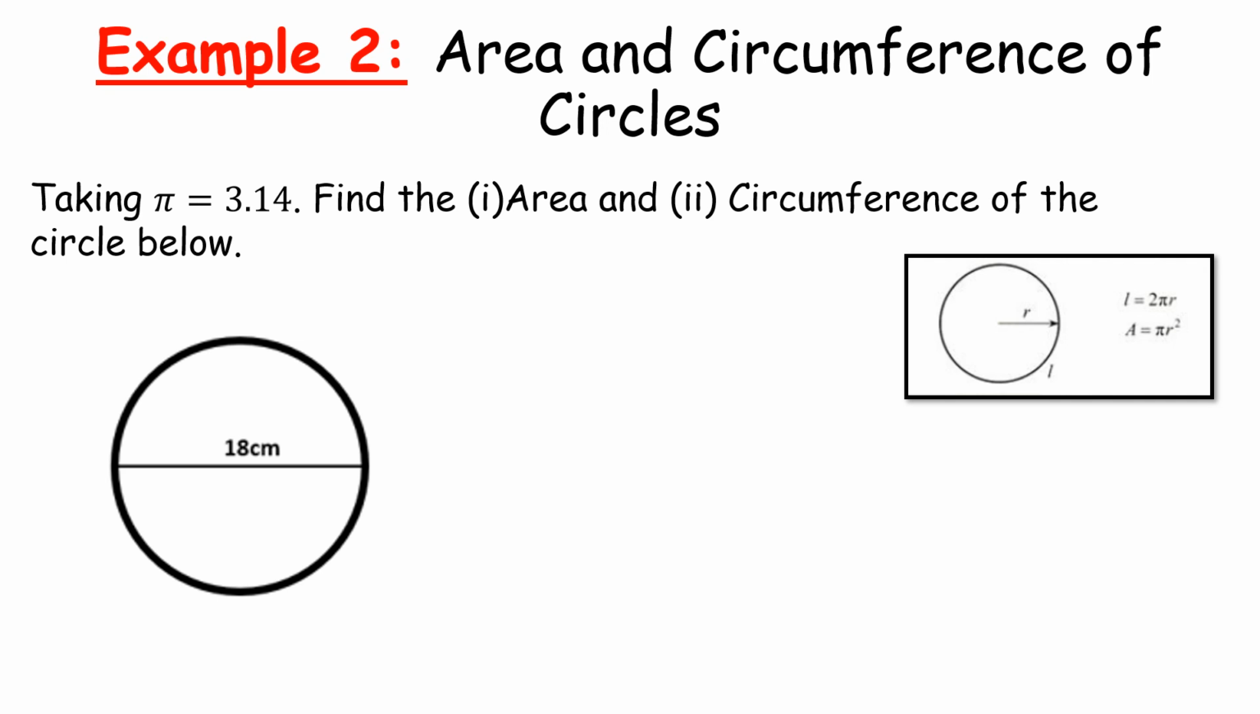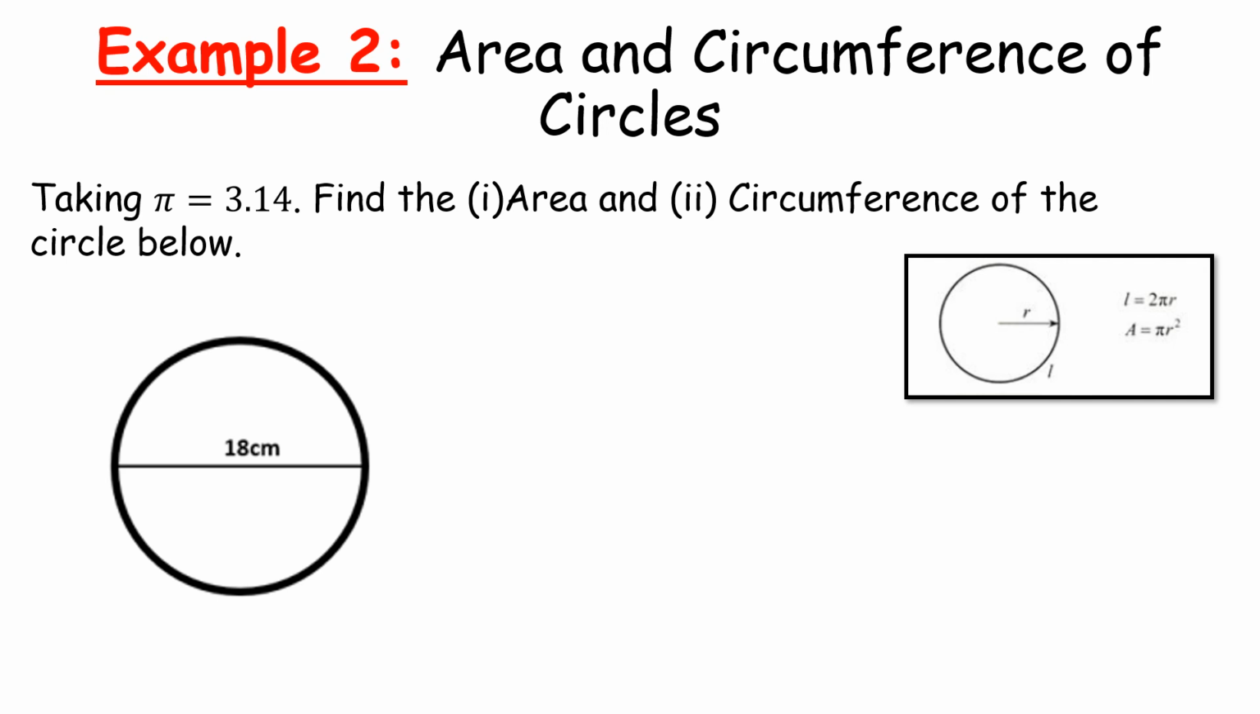So let's look at example 2. In this case, it's telling us to take pi as 3.14. So we're not using the pi button on our calculator anymore. We're subbing in what they are telling us to use. So a very simple rule to follow when you're doing any exam questions is do what you're told. So in this case, we're told to use pi as 3.14. So if we use pi on our calculator, we're not going to get full marks.